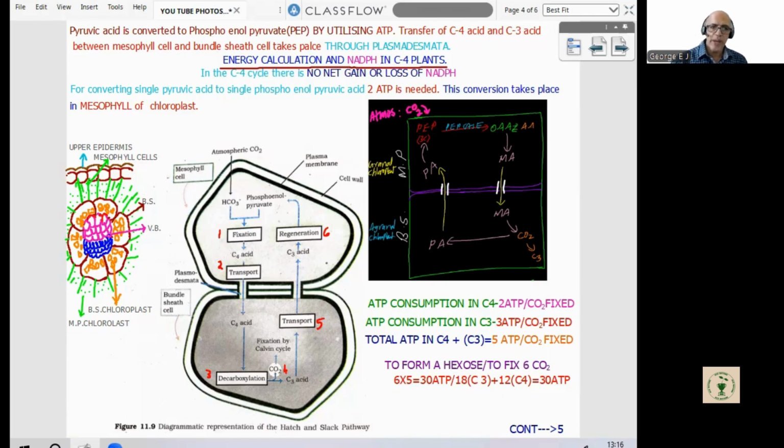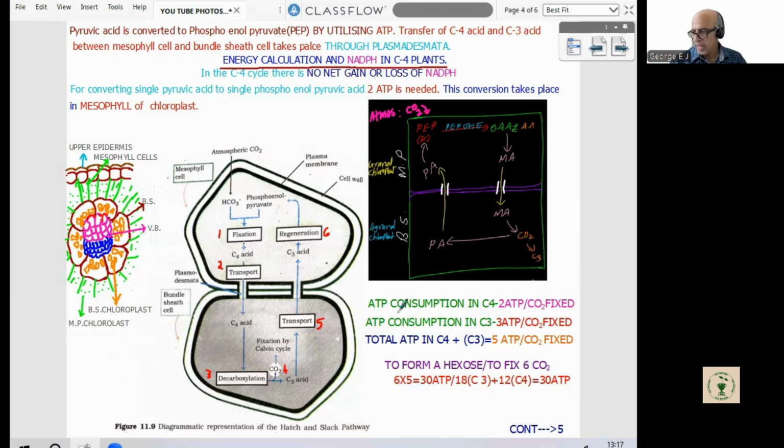Now, in C4 plants, chloroplast is dimorphic: grana present, grana absent. And what is the meaning of the term Kranz? Kranz means a crown, halo, a ring, a wreath. These are all the meanings of the word Kranz. In the bundle sheath cell, the Rubisco enzyme is available but pepcase is lacking. Just the reverse of the previous case: in the mesophyll cell, Rubisco absent, pepcase present.